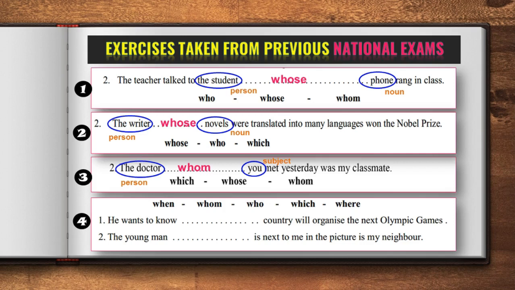So he wants to know which country will organize the next Olympic Games. All right. So here we've got country, and country is a thing, it's a noun. So we're going to use which. The young man who is next to me in the picture is my neighbor. Here we've got a verb, and then we've got a person here, and we're going to use who.